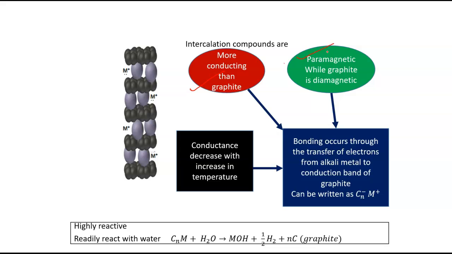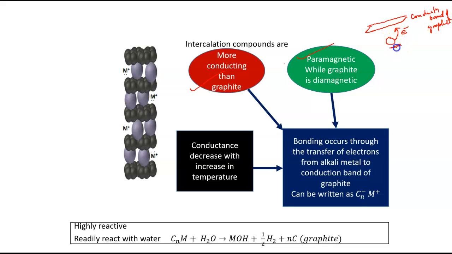The electrical conductance decreases with increase in temperature. As we increase the temperature, the conductance decreases. These properties indicate that in intercalation compounds, bonding occurs through the transfer of electrons from alkali metal atoms to the conduction band of the host element. So, in alkali metal intercalation compounds, the metal atoms will be donating electrons towards the conduction band of graphite.